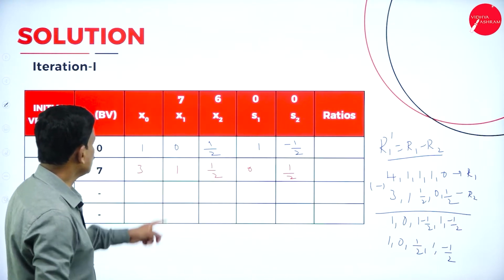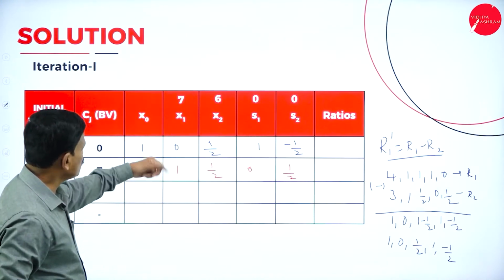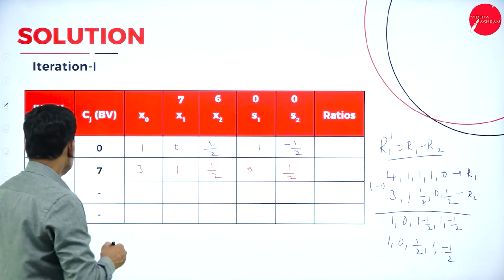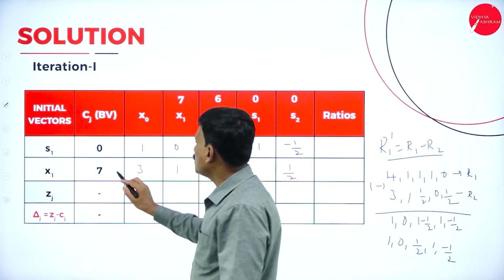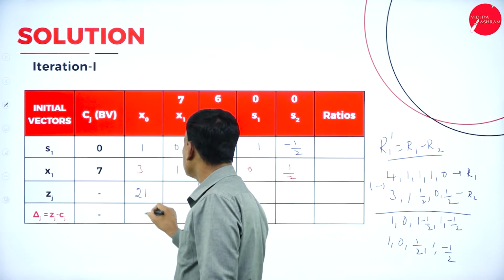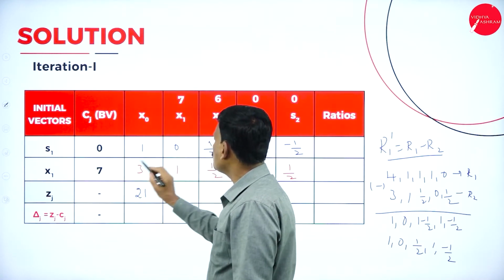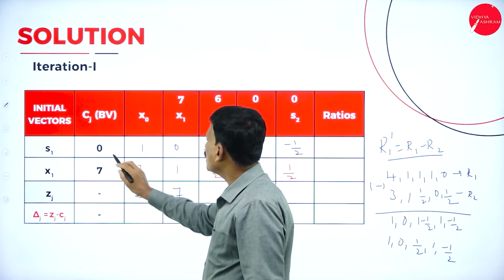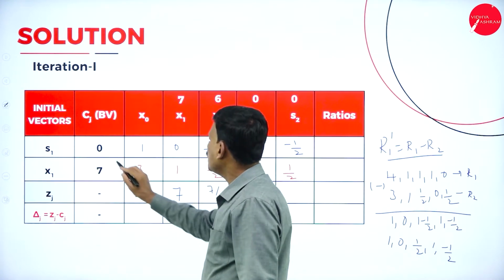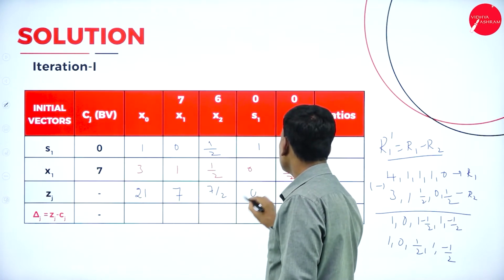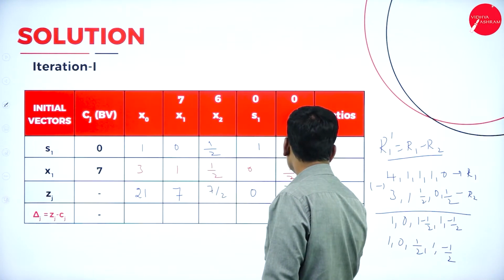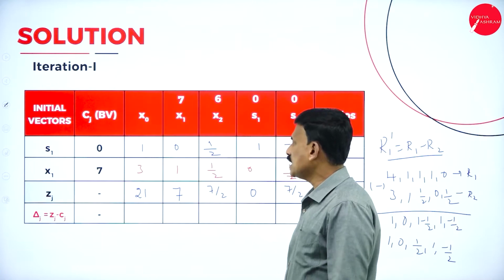Okay, see here the key element becomes 1 and the element above the key element is 0. Now let us find out the value of Zj. Zj is equal to 0 into 3, 0 into 1 is 0 plus 7 times 3 is 21. 0 into 0 is 0, 7 times 1 is 7, 0 into 1 by 2 is 0 plus 7 by 2, again 0 into 1 is 0 and 0, 0 into minus 1 by 2 is 0 plus 7 by 2.